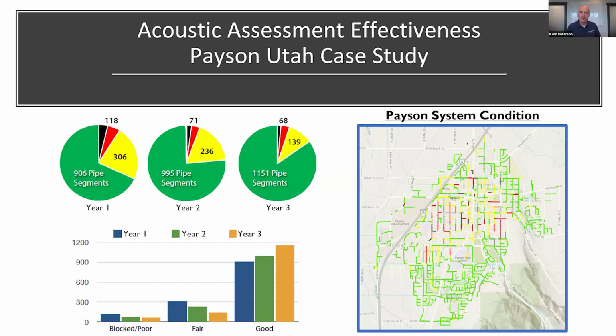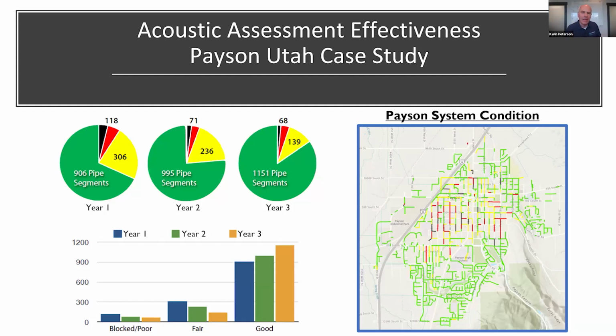We come back the next year, we see that middle pie chart, and they do the same thing. Clean the worst, the reds and the blacks and the worst of the yellows. The third year we come back, we've gone from 68% of the system being clean to 84% of the system being clean. And that was without having touched the pipes that are in that green category, just going after the pipes that actually have problems.